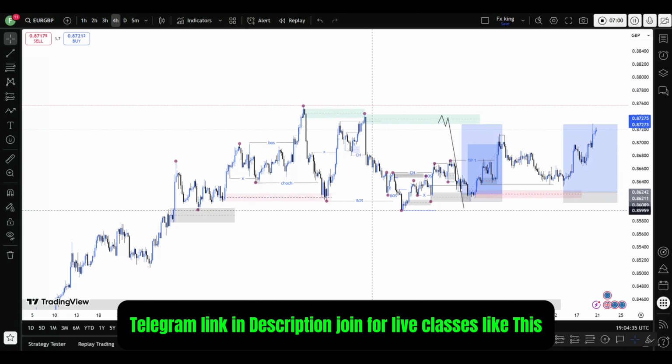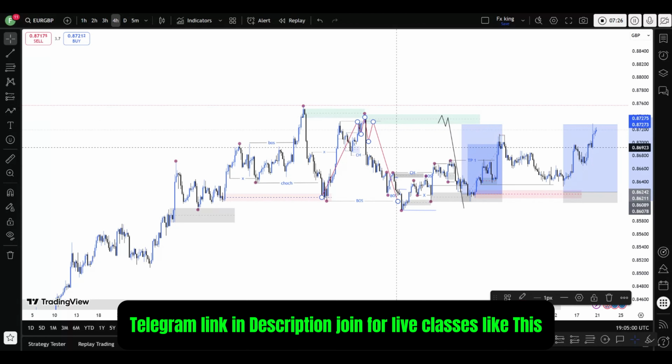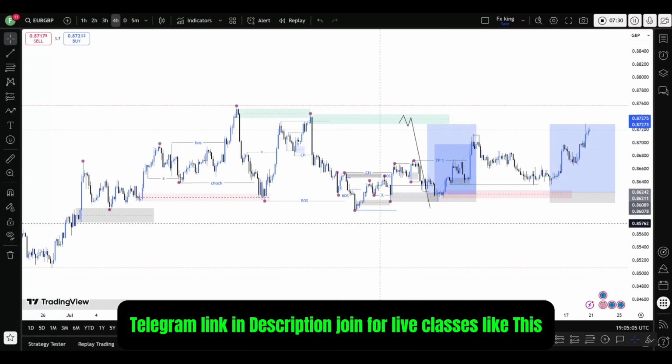When you had this change of character, initially you could have sold from here using an extra confirmation. When the market comes back to this zone, it gives you an extra confirmation, something of this sort, right? What I mean is something like this, and then we can sell. But definitely, I don't know where I was, I was somewhere else and I did not get that trade.